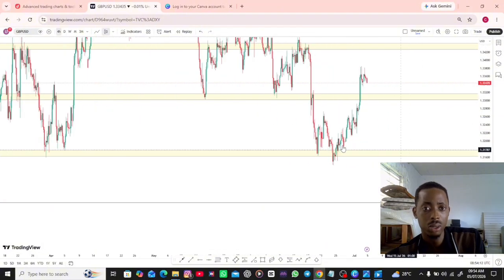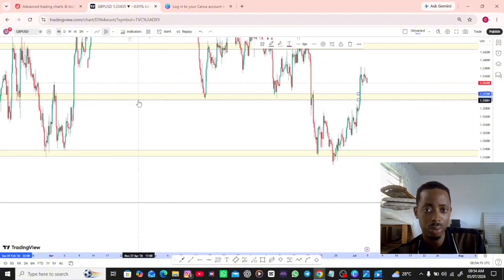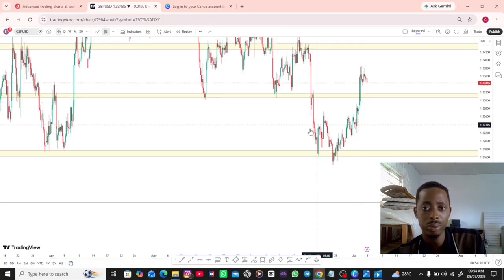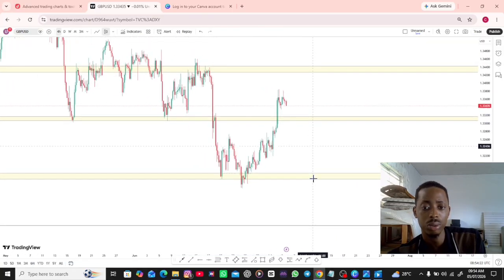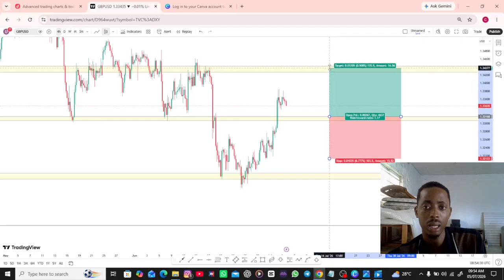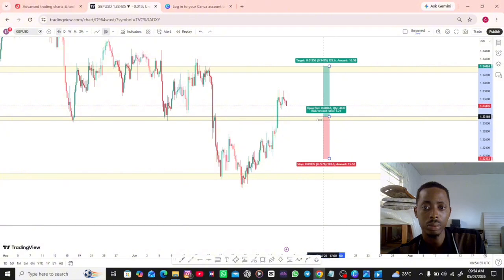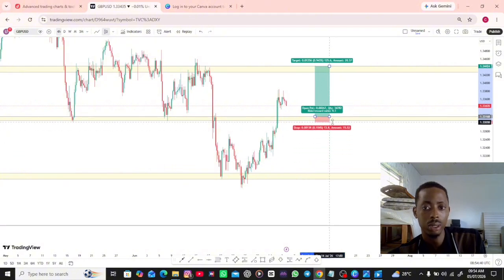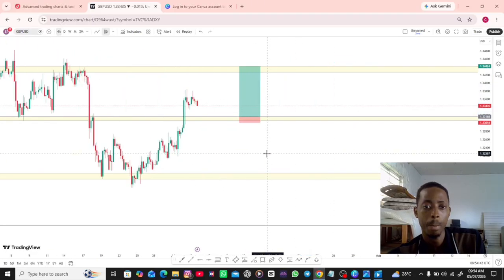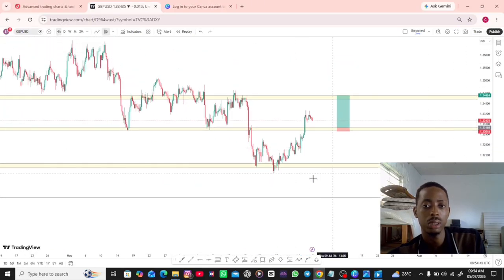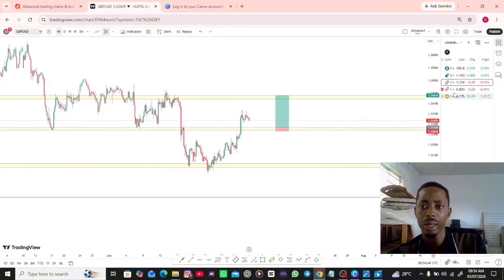So let's look forward to what the market will be doing next week around this level. I'll be waiting for the market to push down into here and head up around this level. Stop losses will be around a little bit here. So this is what I'm expecting on the GBP/USD to do next week.